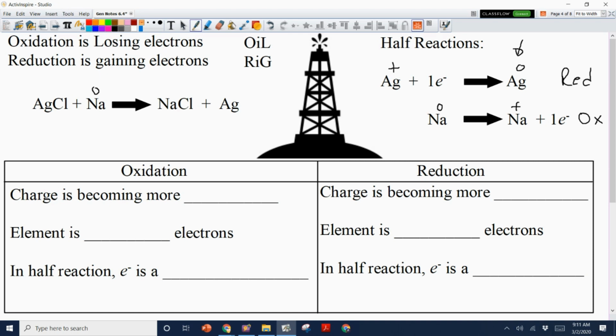All right, so again, in reduction, the charge is becoming more, and is it positive or negative here? Well, we are already positive here. So if it were becoming more positive, then it would be a +2 instead of a +1. So in reduction, the charge is becoming more negative because we're adding electrons. So when you add an electron, the charge becomes more negative. And on the flip side, oxidation, when something is being oxidized, then the charge is becoming more positive.